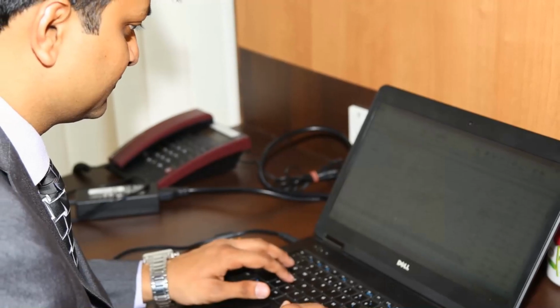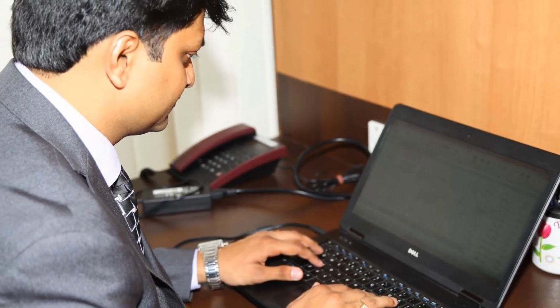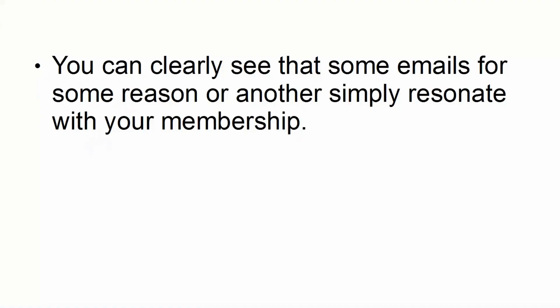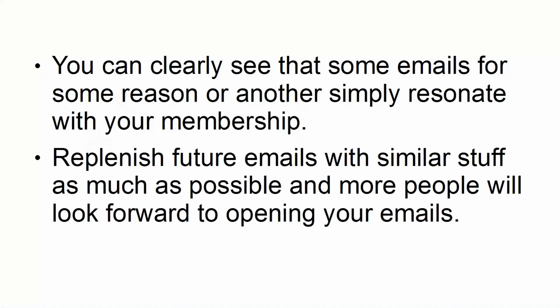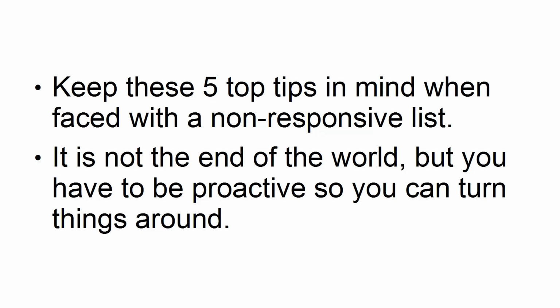By just looking at the track record of your list and paying attention to the overall open rates as well as click-through rates, a certain pattern should emerge. You can clearly see that some emails, for some reason or another, simply resonate with your membership. Replenish future emails with similar stuff as much as possible, and more people will look forward to opening your emails. Keep these 5 top tips in mind when faced with a non-responsive list. It's not the end of the world, but you have to be proactive so you can turn things around.